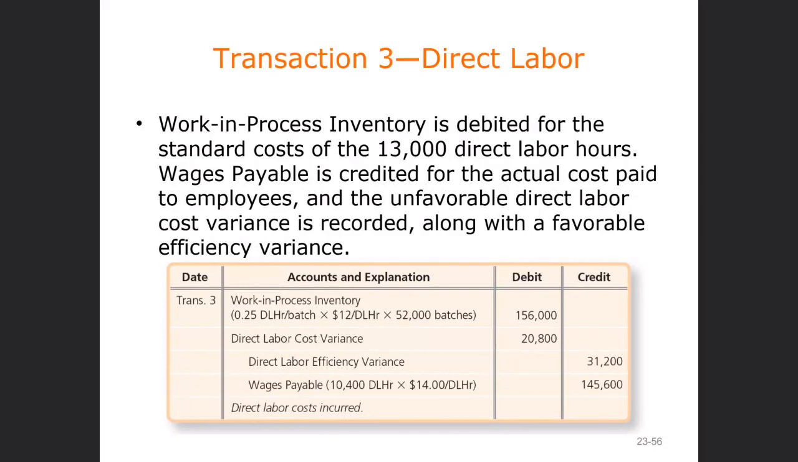Work in process inventory is debited for the standard cost of the 13,000 direct labor hours. Wages payable is credited for the actual cost paid to employees, and the unfavorable direct labor cost variance is recorded along with a favorable efficiency variance. So we debit work in process inventory, debit direct labor cost variance, credit direct labor efficiency variance, and credit wages payable.